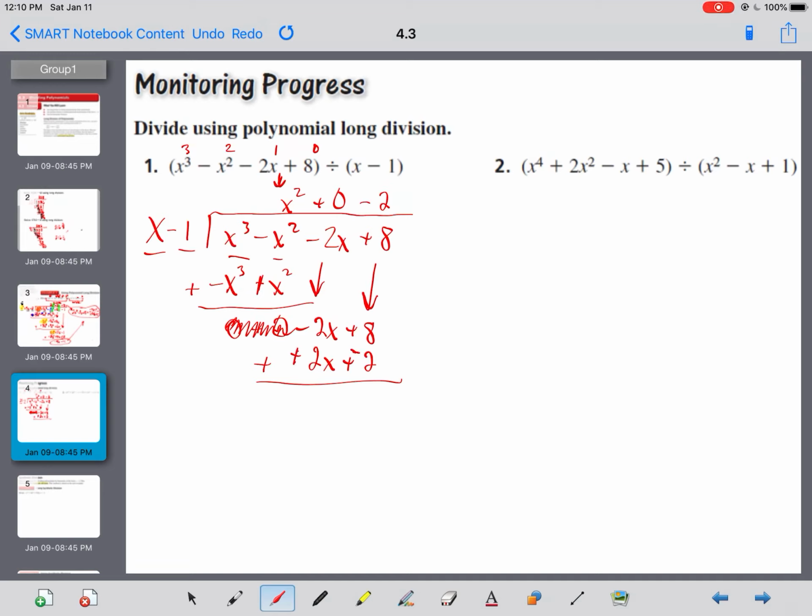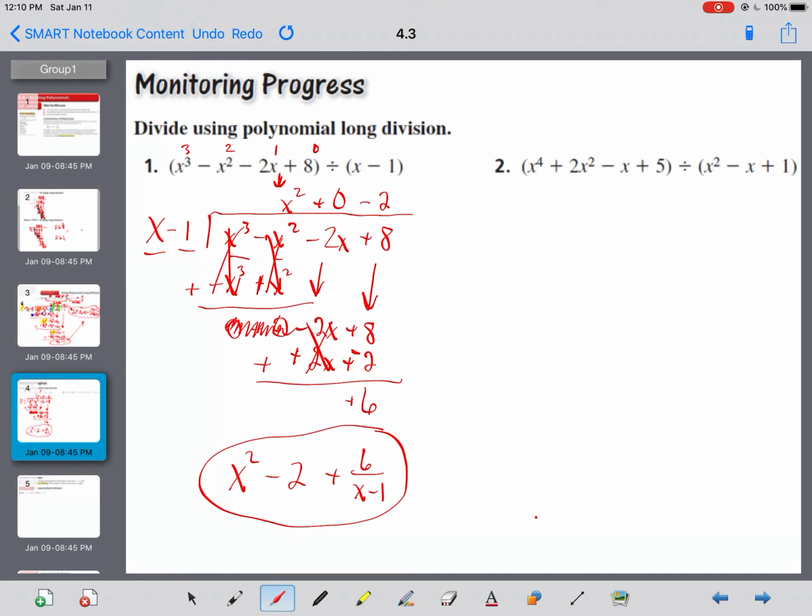And we're going to add the opposites. Add down. 8 and negative 2 makes 6. Negative 2x and 2x cancels to 0, right? That's what happened to these guys back up here. We can cross them off if you want to. So we have some leftovers. So our answer is x squared, we don't have to put the 0, minus 2 plus 6 over x minus 1. The remainder always gets added and divided by what you were dividing by.